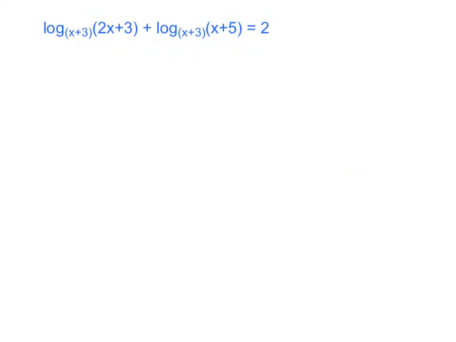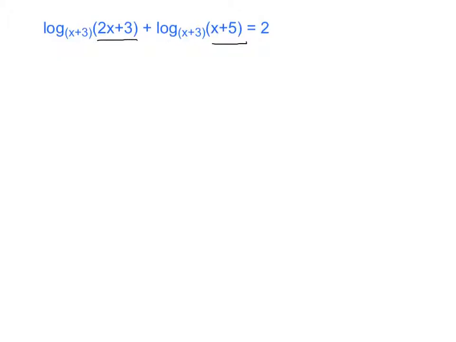Here we're going to review an example of how to solve a log equation. Now if you notice on the left-hand side of the equation, we have two individual log terms separated by an addition sign. We're allowed to take those two individual terms and combine them into one single log term as long as we multiply what's right here and what's here.